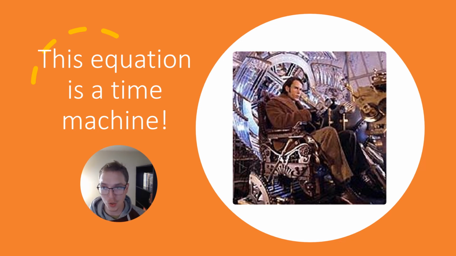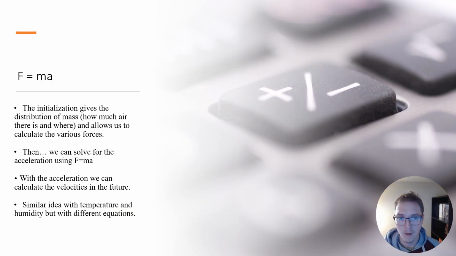This equation serves as kind of a time machine for us. Why? Well, if we look at it, the initialization gives the distribution of mass, or how much air there is and where that air is, and allows us to calculate various forces. Then we can solve for the acceleration using force equals mass times acceleration. With the acceleration, we can calculate velocities in the future. Similar ideas apply with temperature and humidity, but they use some different equations.